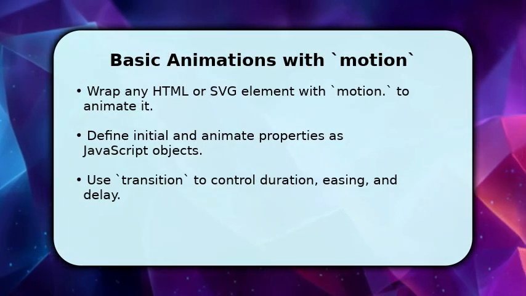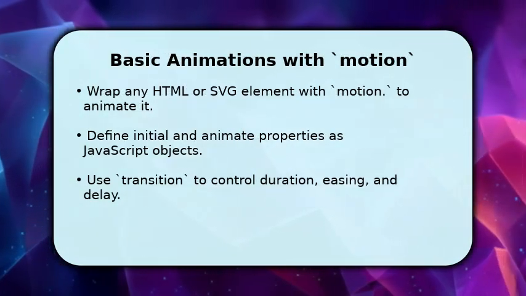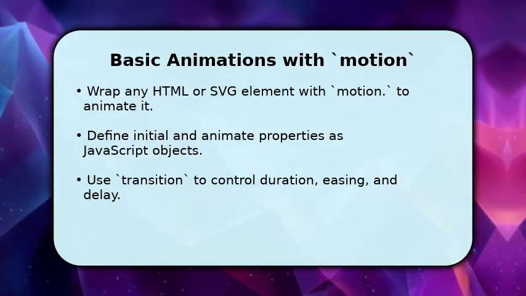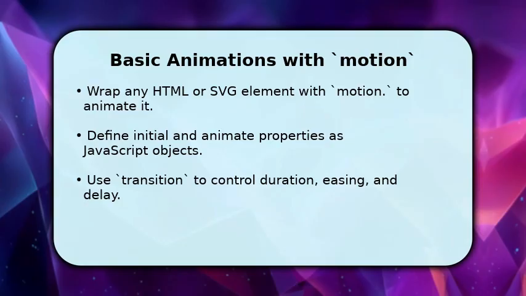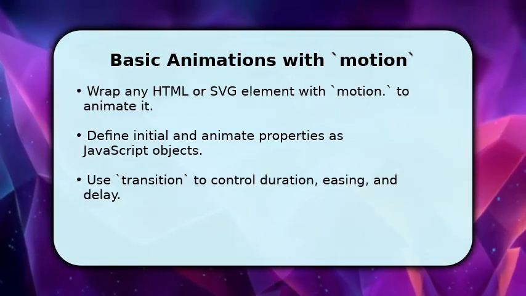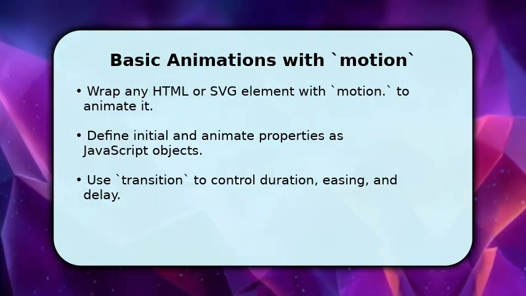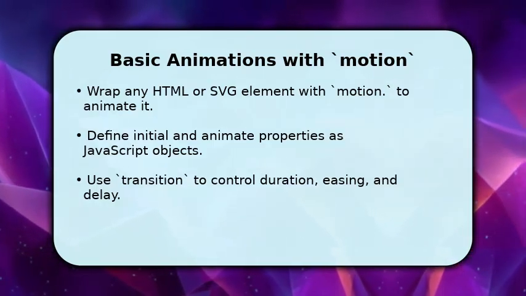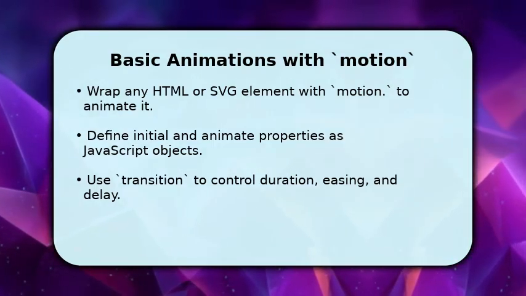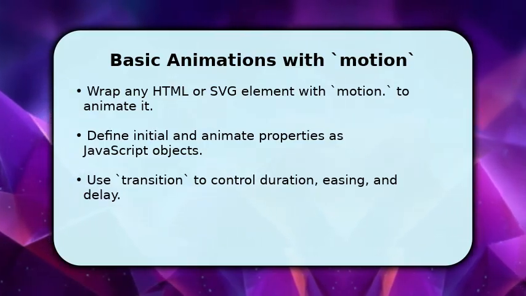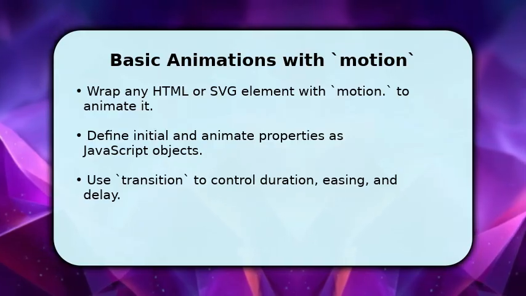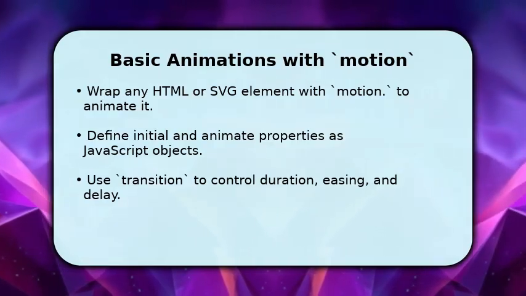Let's start with the basics, animating elements using the motion component. Simply prefix any HTML or SVG element, like a div or span, with motion, to transform it into an animatable component. You then define its initial state and its animate state using simple JavaScript objects. Control the animation speed and style with the transition prop, making your elements move smoothly across the screen.